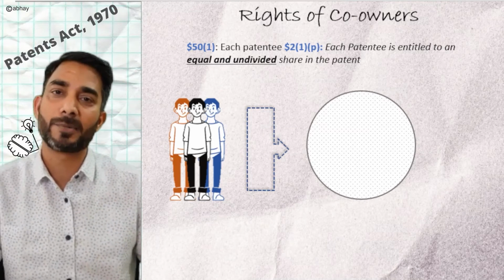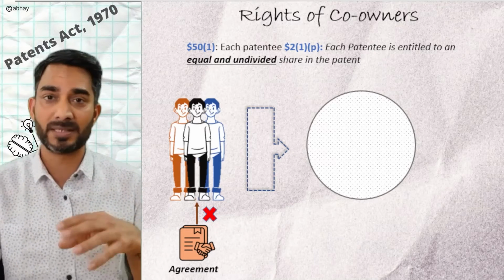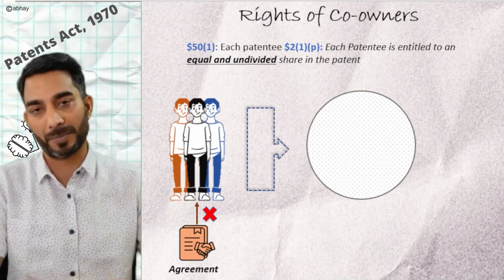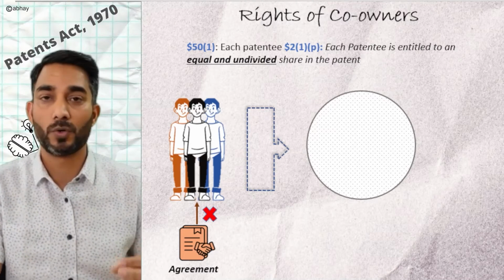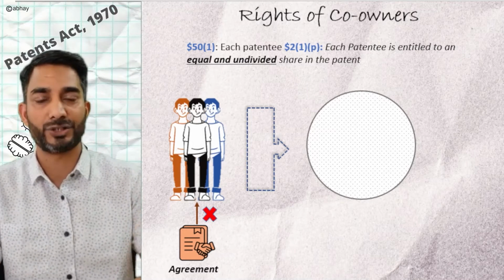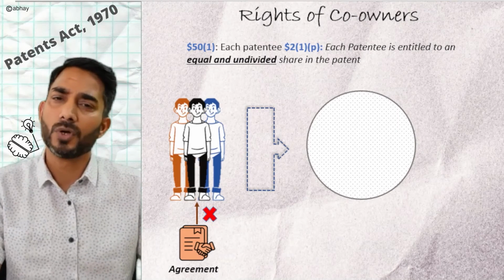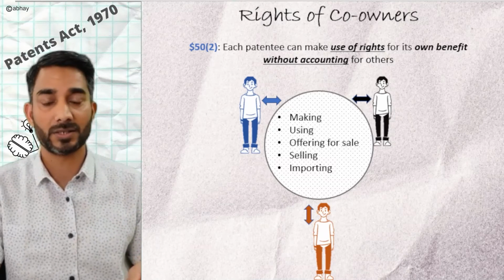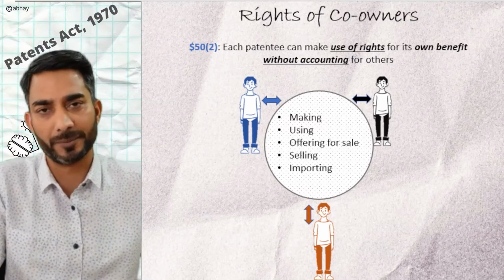But of course, this is applicable only if there was no other agreement signed by the patentees among themselves, which defines specific proportions of the rights assigned to each of the patentees. In such cases, the mutual agreement signed by them always takes precedence over what the Act says. In absence of such an agreement, each patentee has an equal and undivided share in the patent. What does it mean when it comes to enjoying the right? It means each patentee can reap the benefit of the rights without taking into account others, as if it was granted to him only.